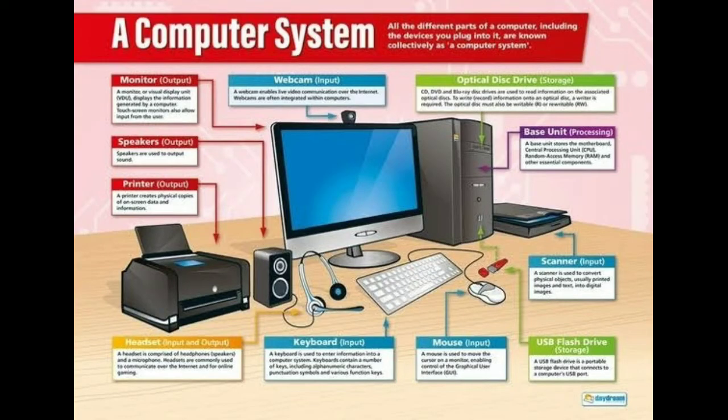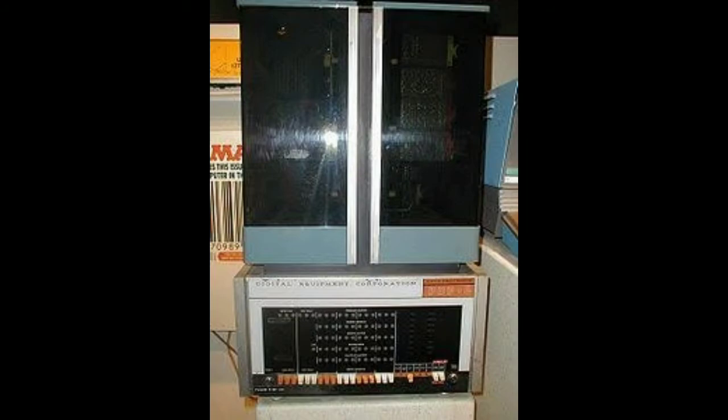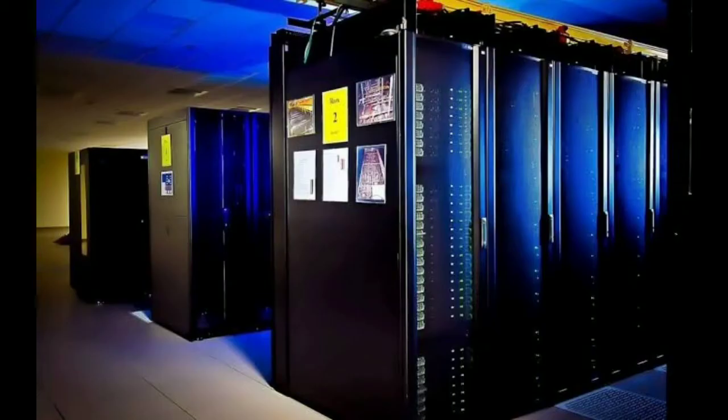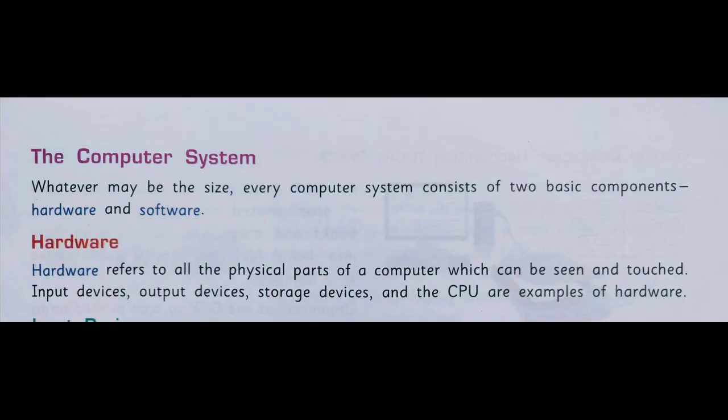Good morning, students. The first chapter of computer science is the computer system. In our previous class, we studied the classification of computers. So, we had studied microcomputer, minicomputer, mainframe computer, and supercomputer. Today we will study how the computer system is designed.